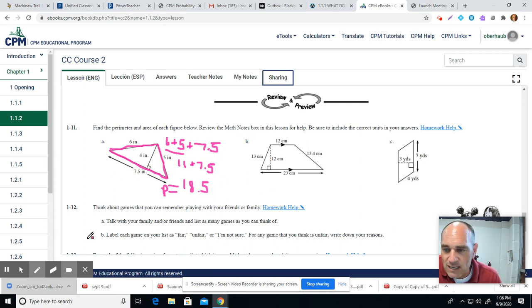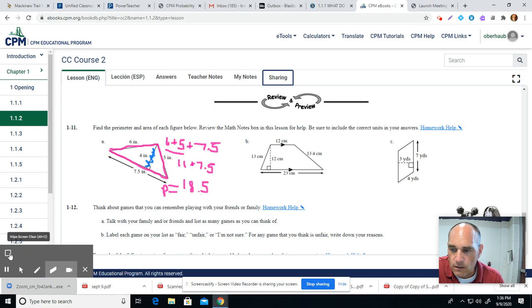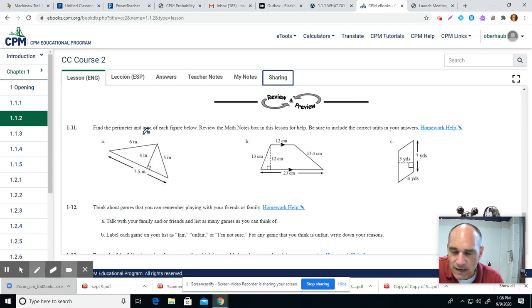One of the biggest mistakes people make, though, when they're doing perimeter is they try to add 4 to this. This has nothing to do with the perimeter because it's inside. We only add up the outside pieces for perimeter. All right. The next thing that we need to do with this is we now need to find the area of this.